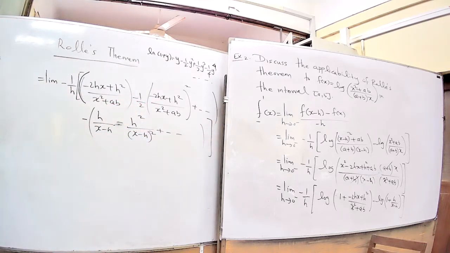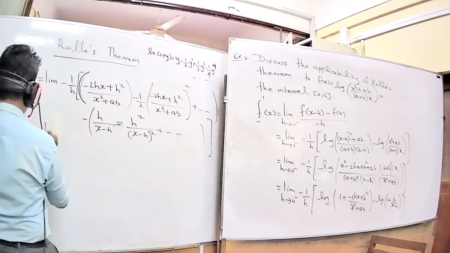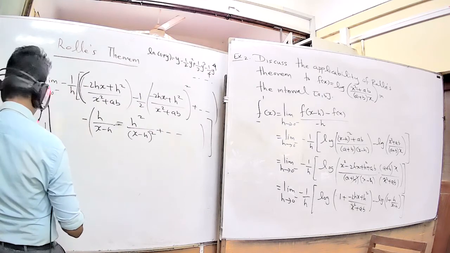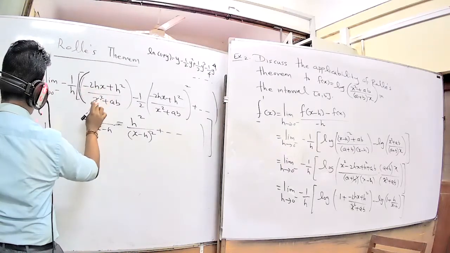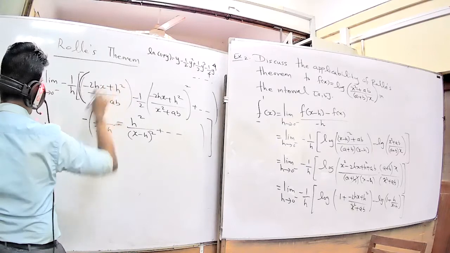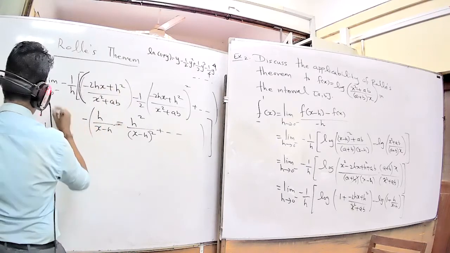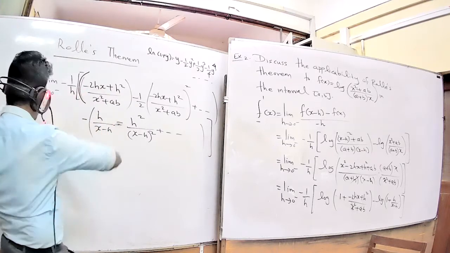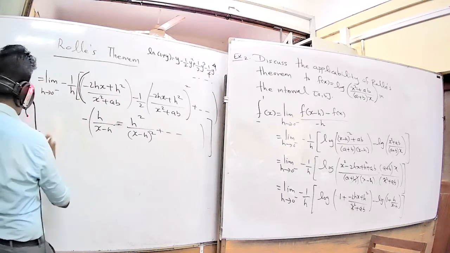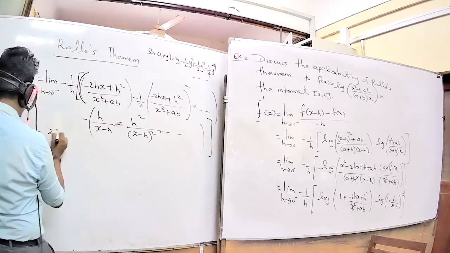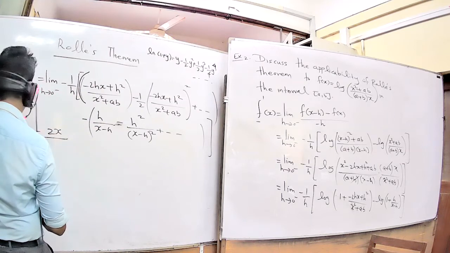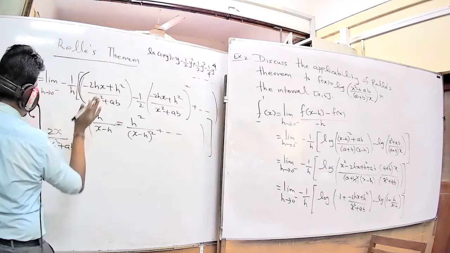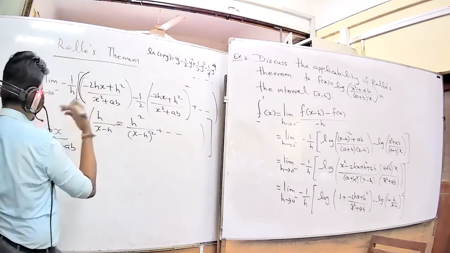If you find this limit value, you will get the left limit as h tends to 0. Here h is cancelled, and you get minus 2x over x squared plus ab. The other terms have h in them, so they are 0. Here also, as h tends to 0, h is cancelled, and you get 1 over x minus 1 over x. Therefore this value is also 2x over x squared plus ab, because minus minus becomes plus.